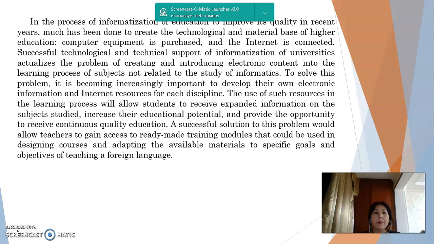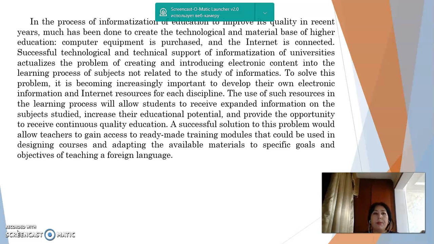In the process of informatization of education to improve its quality in recent years, much has been done to create the technological and material base of higher education. Computer equipment is purchased and the Internet is connected. Successful technological and technical support of the informatization of university actualized the problem of creating and introducing electronic content into the learning process of subjects not related to the study of informatics.